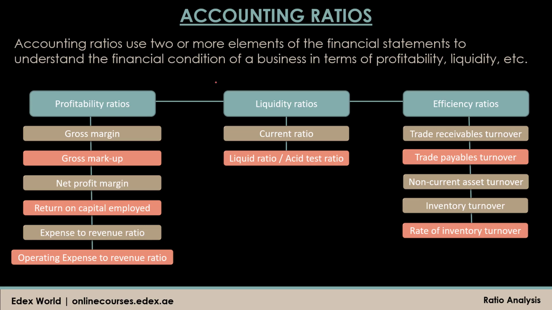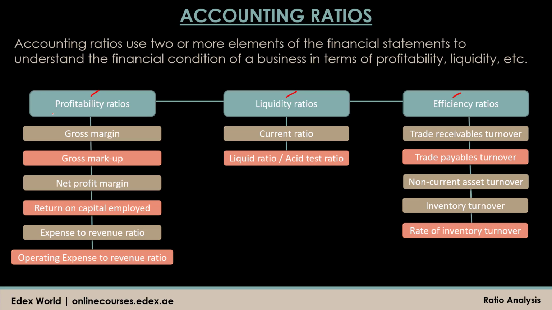The financial condition of the business could be in terms of profitability, how profitable the business is, or liquidity, whether there is sufficient liquidity in the business or not. And there are many other areas of the financial condition that can be analyzed using accounting ratios. So in our syllabus, we have three broad areas to be covered when it comes to accounting ratios. We'll be doing profitability ratios, liquidity ratios, and efficiency ratios.